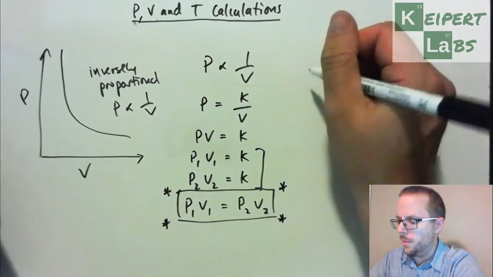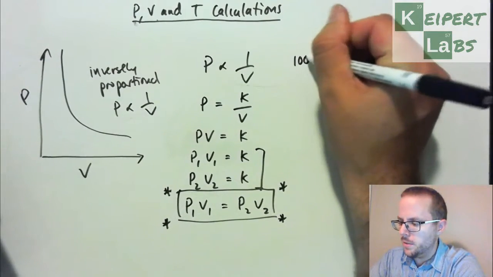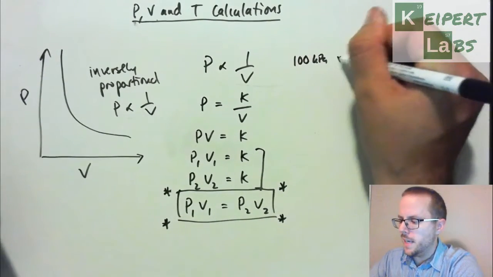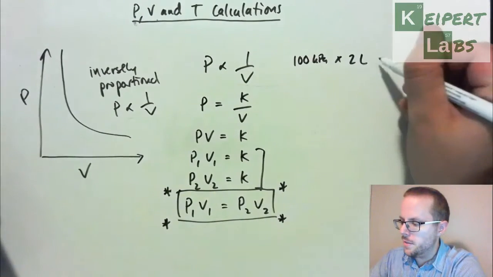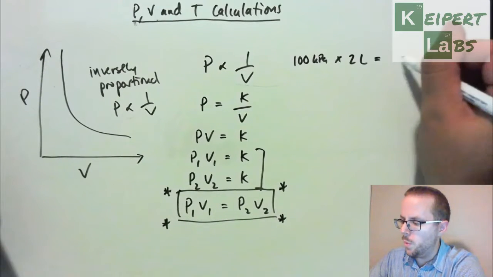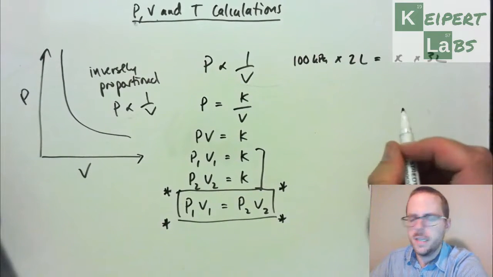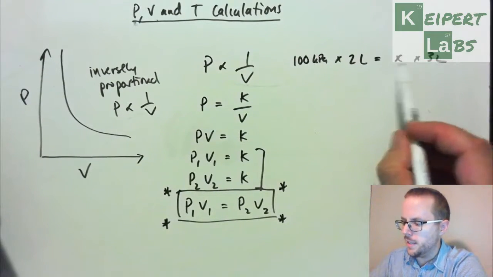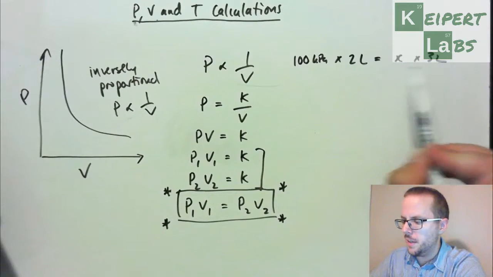So if I say I've got a pressure of 100 kilopascals, and I know that it takes up 2 liters at those conditions, and then I say, now I want to work out what the pressure is when the container is made up to 3 liters. What I can do is say these two things multiplied together are the same as these two things multiplied together.